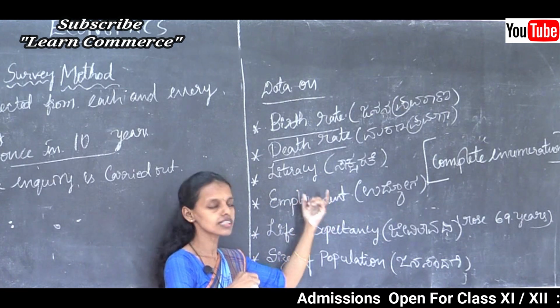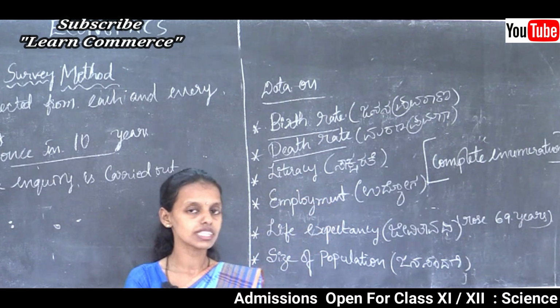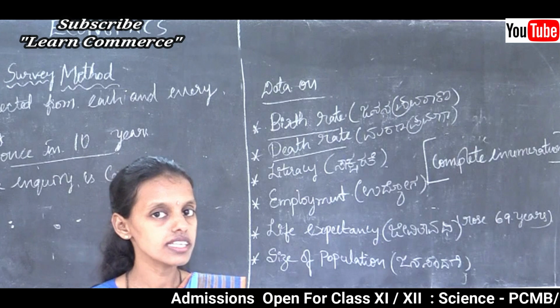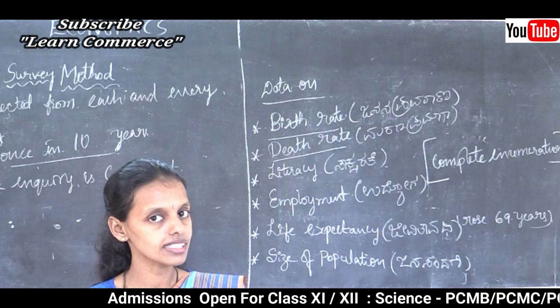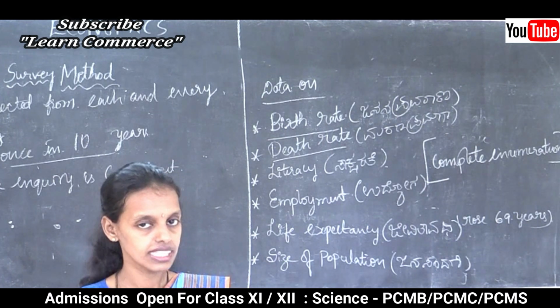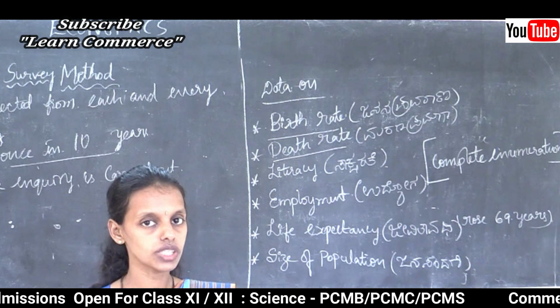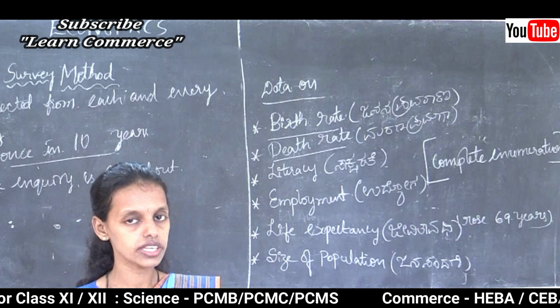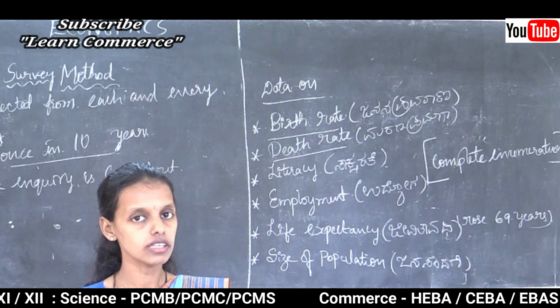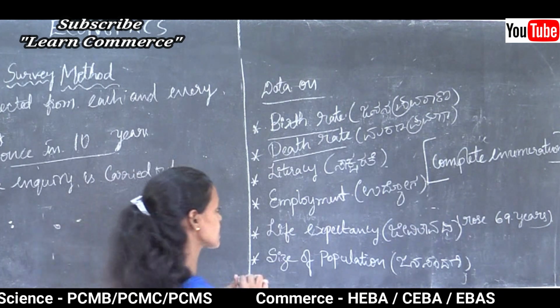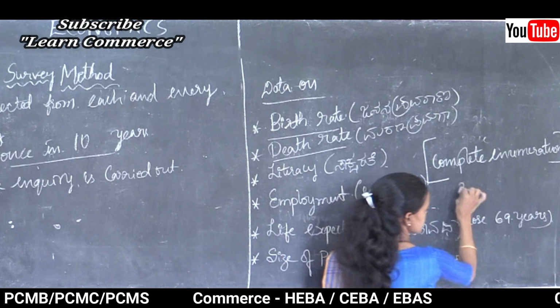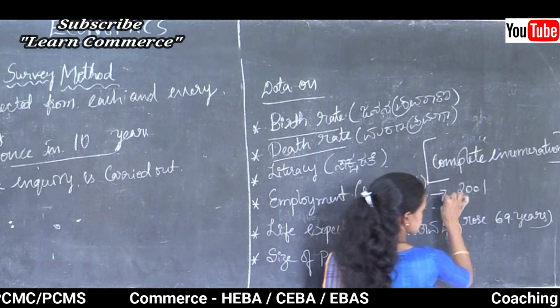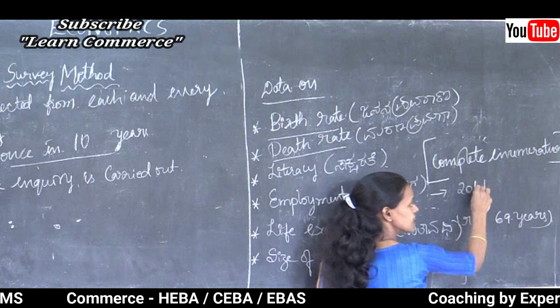The census survey method is the best method of collecting data. It is census conducted once in 10 years in India. So recent census, you know that now 2020 census is already done, but result yet to be announced. We are taking the recent census as 2011 census. Last census conducted in India is 2011.